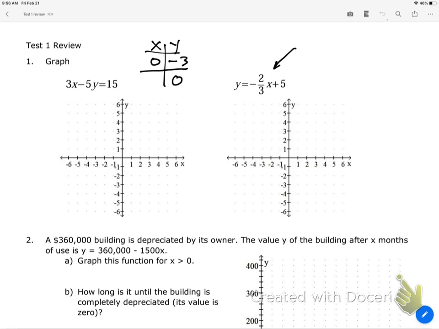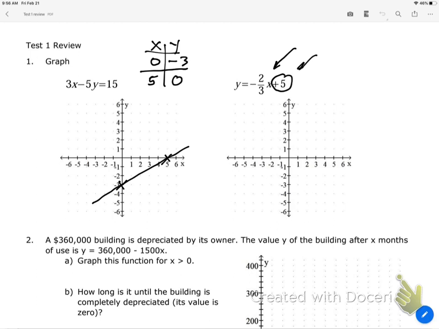When y equals 0, when that's not there, then 3x equals 15, divide both sides by 3, then x equals 5. So those are the 2 points to plot. Okay, so y is -3, x is 5, and pretty much that's it, okay? There you go.